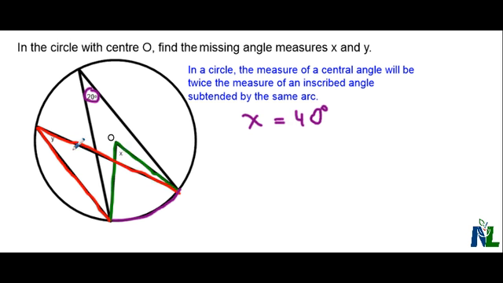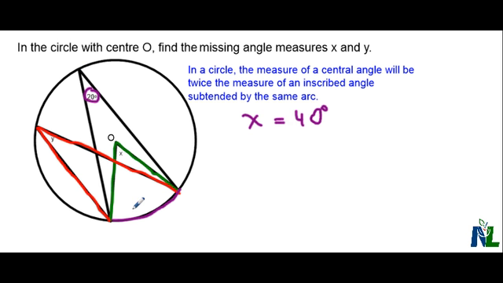Or we have a second part to our property that we could use, and that is that because of that first property, any inscribed angles subtended by the same arc are also going to be equal. An inscribed angle is an angle whose vertex is on the circle. So I have a vertex on the circle here and a vertex on the circle here. So these two angles are actually equal.